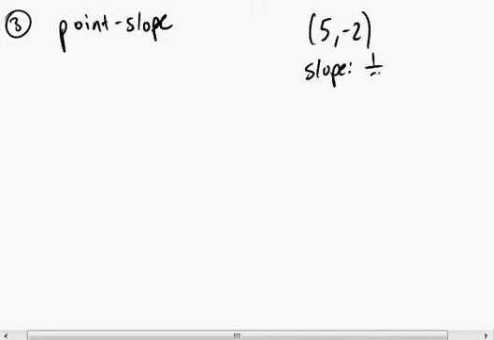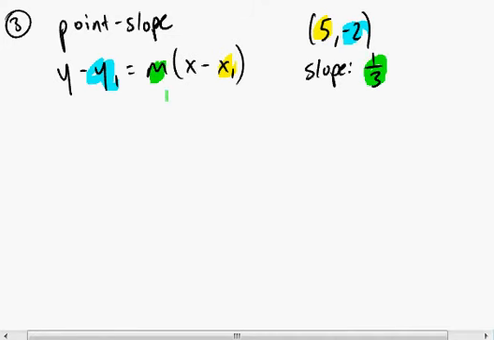Question 3. Write an equation in point-slope form of the line that passes through this point and has a slope of 1/3. So point-slope form looks like this, right? If they tell you the point and they tell you the slope, it's pretty easy to put it in point-slope. You don't have to do a whole lot of work. You just have to substitute those numbers in the point-slope form, right?